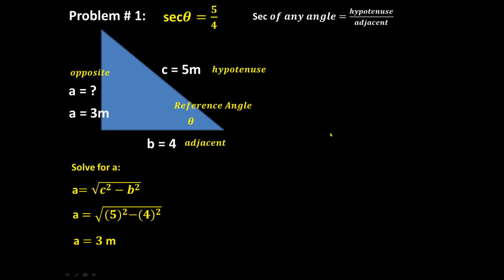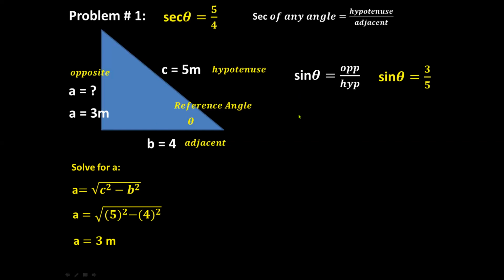Ngayon, pwede na natin sagutin at i-list ang ating 5 other trigonometric functions. Unang trigonometric function na ating hinahanap ay ang sine theta. Ang sine of any angle or theta is always equal to opposite over hypotenuse. Ang opposite natin is 3, ang hypotenuse natin is 5. Therefore, sine theta is equal to 3 over 5.